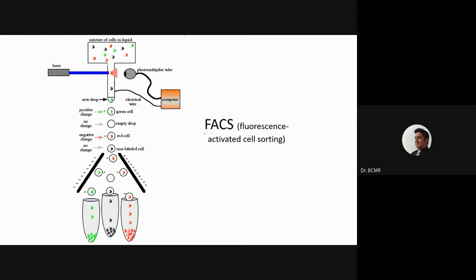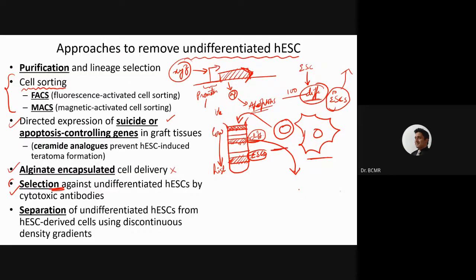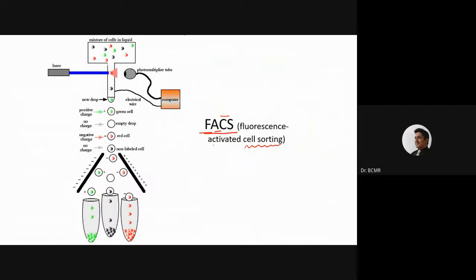This is called FACS. CS is for cell sorting, right? Fluorescence associated, I think. Different people have different ways. Some people say it as activated, some people say it as associated. So this technique is about cell sorting. What do you mean by cell sorting?